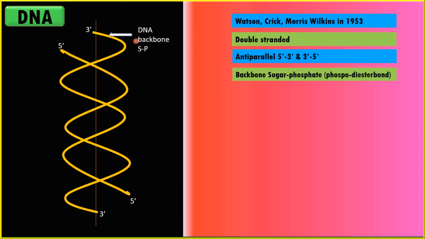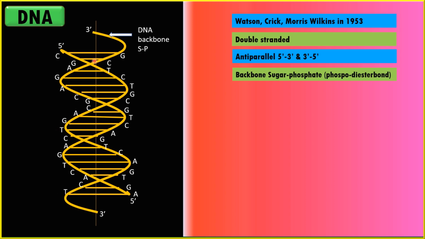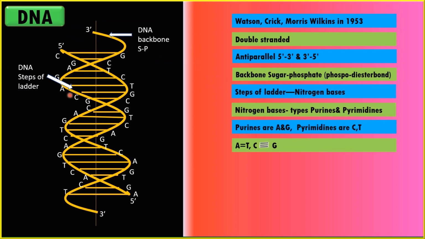Now the backbone of the DNA is made up of sugar and phosphate. This S stands for sugar whereas P stands for phosphate, whereas the steps of the ladder are made up of nitrogen bases. Now nitrogen bases are of two types, purines and pyrimidines, and just now we said purines are of two types, adenine and guanine, whereas pyrimidines are cytosine and thymine, that we know. Now A pairs with T with two hydrogen bonds, whereas C pairs with G with three hydrogen bonds.